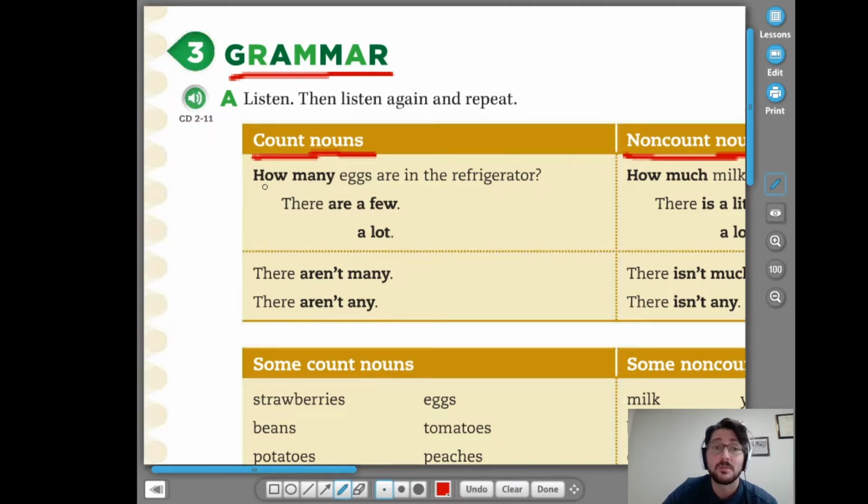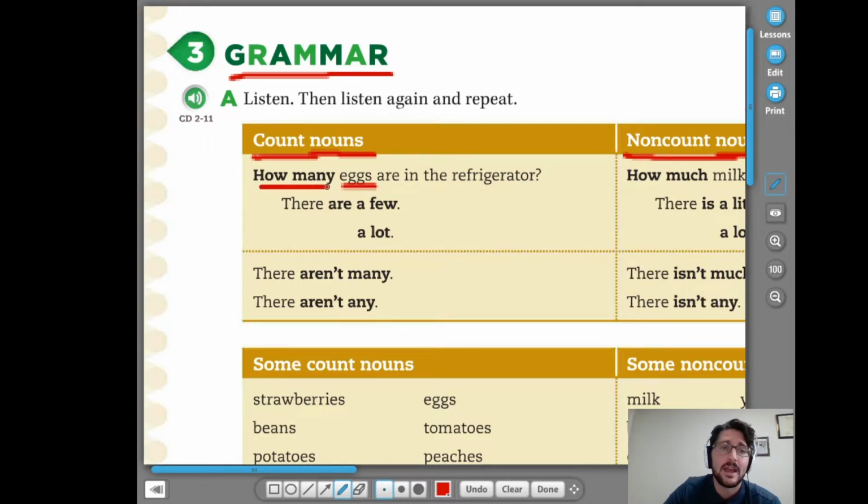So, can you copy my speaking? 따라해 보세요. How many eggs are in the refrigerator? Refrigerator, right? 냉장고. How many eggs are in the refrigerator? The key word here, noun, is eggs. Eggs are a count noun. So in Korean, we would ask 몇 개, right? 냉장고에 계란은 몇 개나 있어? How many eggs are in the refrigerator?